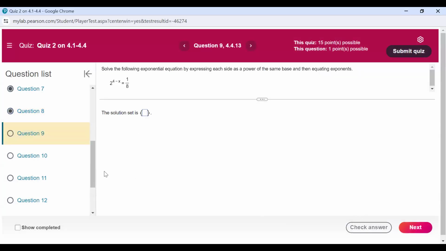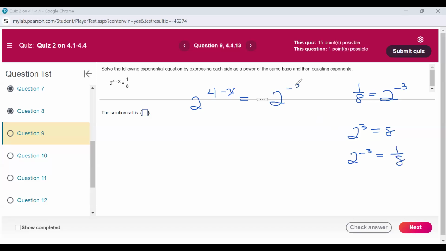Okay, for this one, we're going to solve the exponential equation by expressing each side as a power of the same base. And let me get my pen. So we have 2 to the 4 minus x. 1 over 8 can be written as 2 to the negative third, right? Because 2 to the third is 8. We know the reciprocal is going to be written as 2 to the negative third. So we have 2 to the negative third.